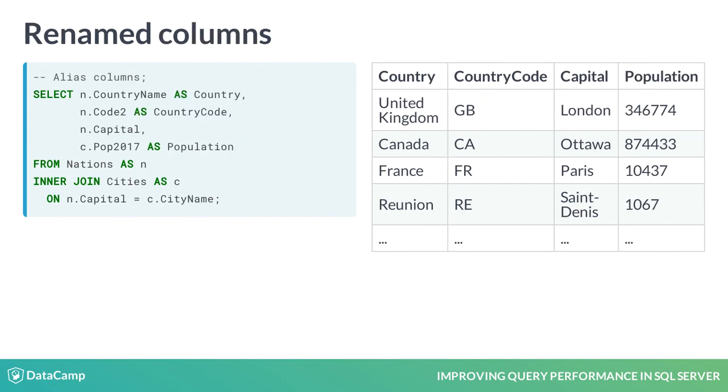To make the output a little easier to read, we can choose to rename columns by aliasing the source columns in the select statement. In this example, we renamed country name to country, code 2 to country code, and POP 2017 to population.